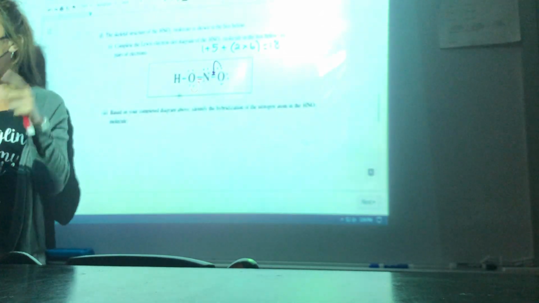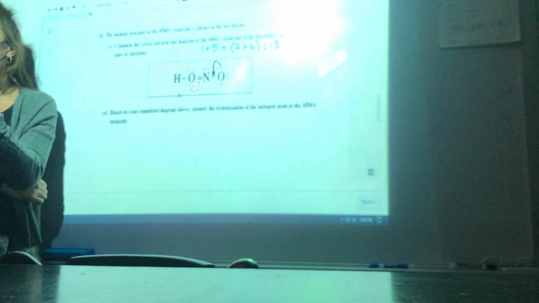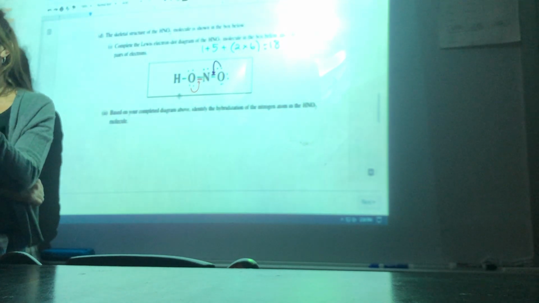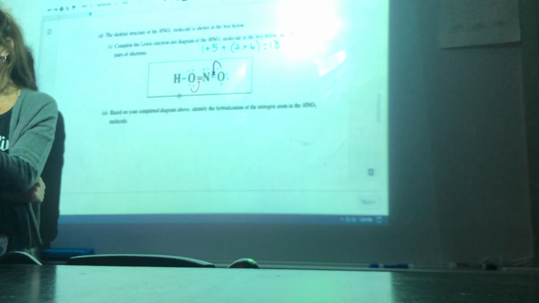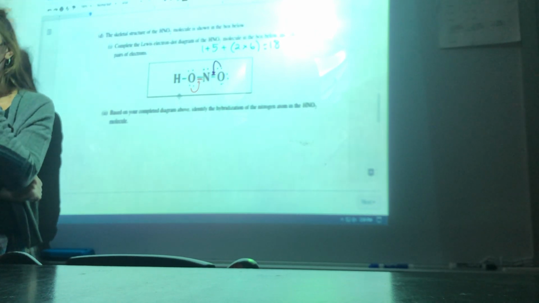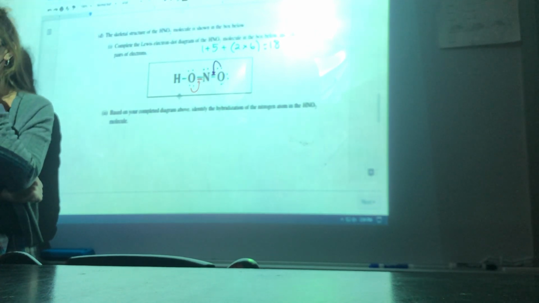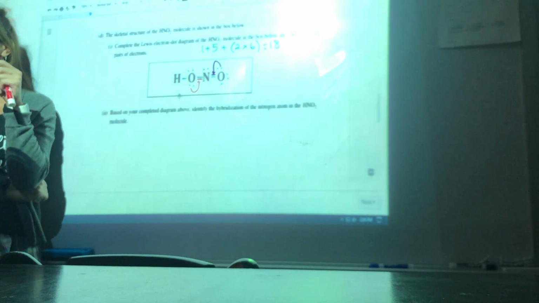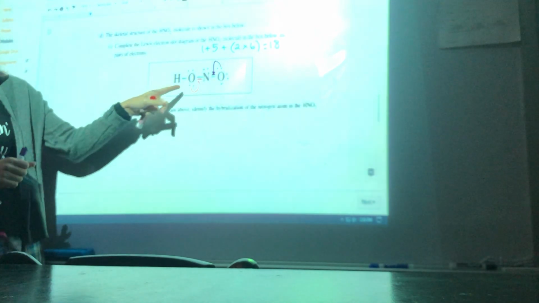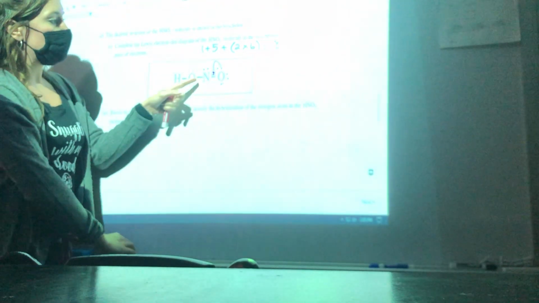But by only giving you one skeleton structure, they're telling me that this does not have resonance, that one of them is better than the other. How do I decide what's better than the other? What did we learn about yesterday? Formal charge. I have to assign formal charges. So I'm going to assign formal charges as if the double bond was here.